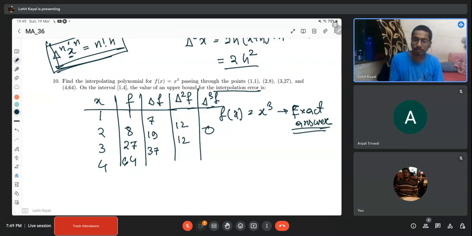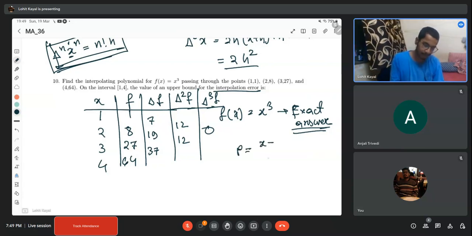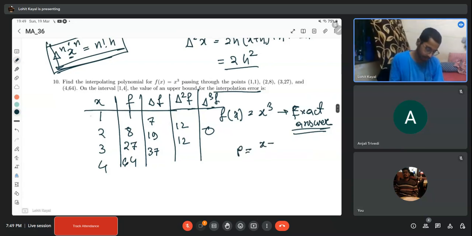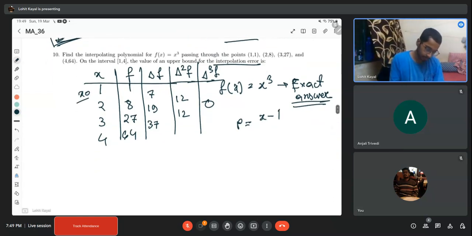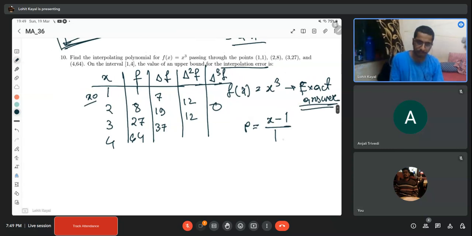So you need to get the polynomial, and what is your p? p equal to x minus x naught. Here I am treating this as my x naught, 1, divided by 1, because my h equal to 1 here. So p equal to x minus 1.